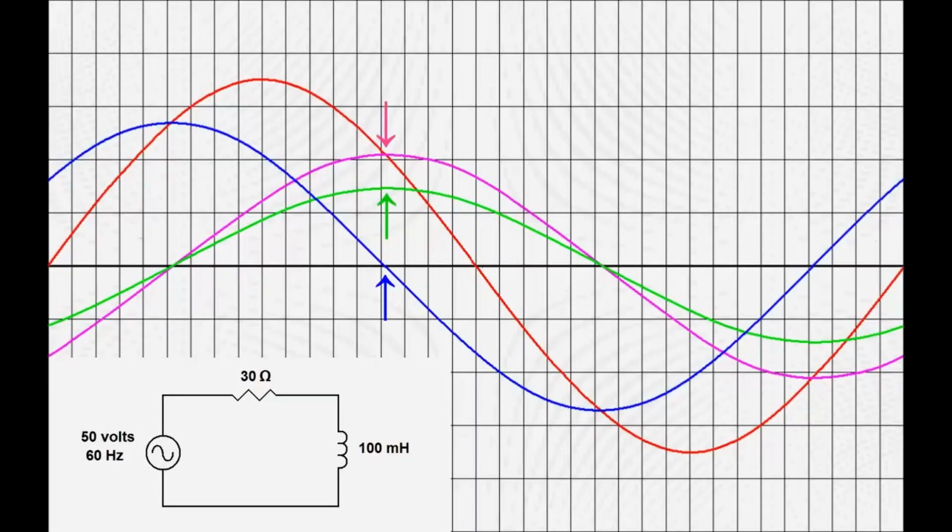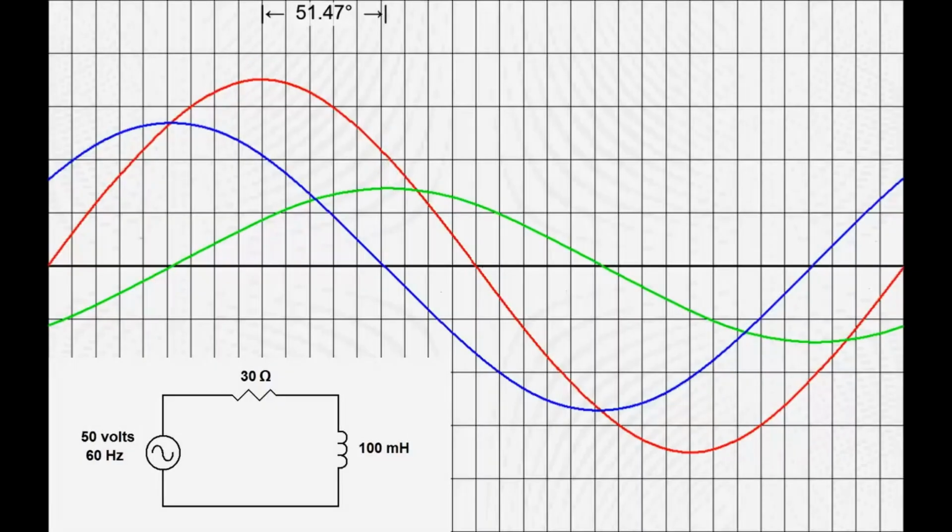And we find that in this circuit with 60 hertz, 30 ohms, and 100 millihenries, that is going to happen 51.4 degrees after the source voltage peaks. So we have the source voltage peaks, add 51.4 degrees. Now we go straight down, and that's where the current is going to peak. So that's going to be our phase angle right there. The current peaks 51.4 degrees after the source voltage peaks.